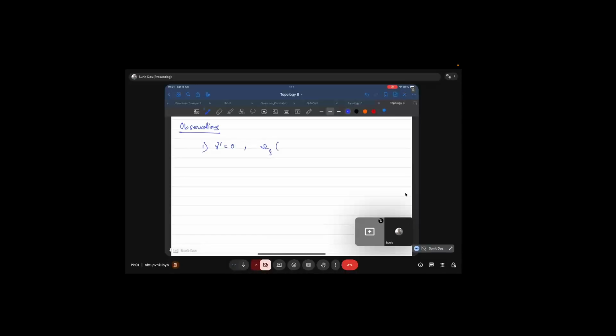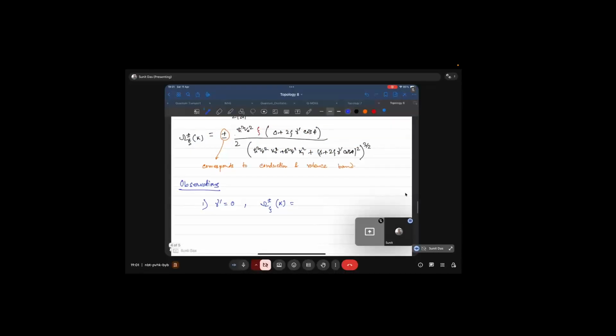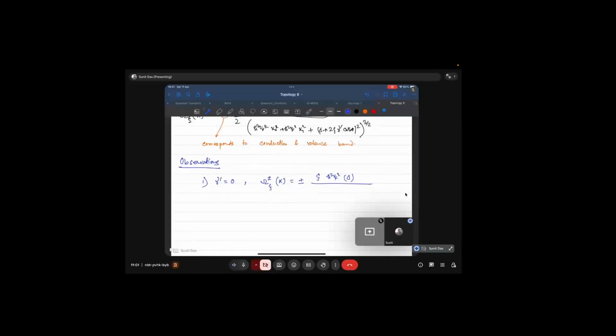of k is plus minus, where this plus minus corresponds to the valence and conduction band. You have xi h bar square vf square delta, because your gamma prime is 0 here. And then there is the whole term: h bar square vf square kx square plus h bar square vf square ky square plus delta square, to the power 3 by 2.